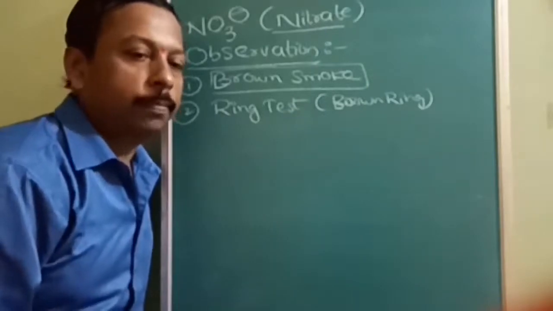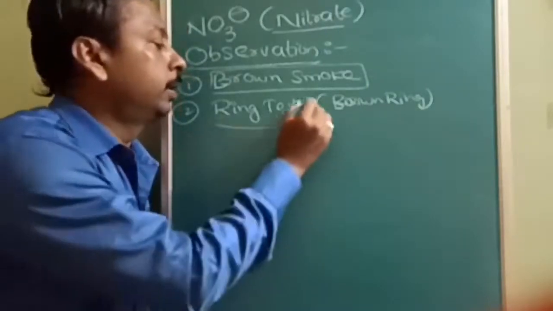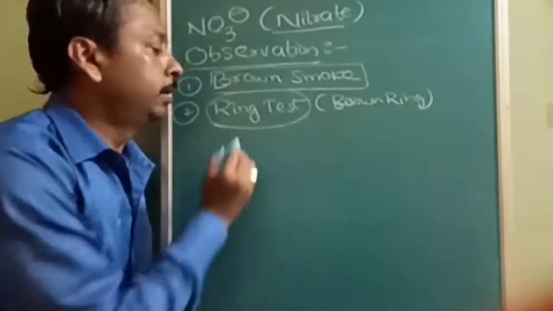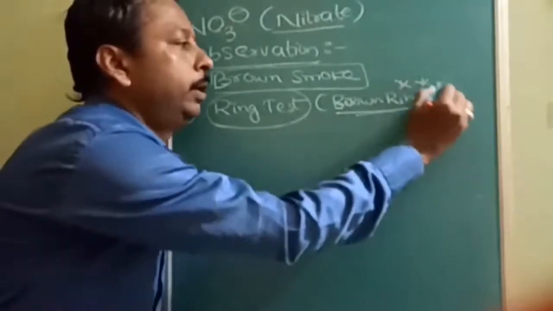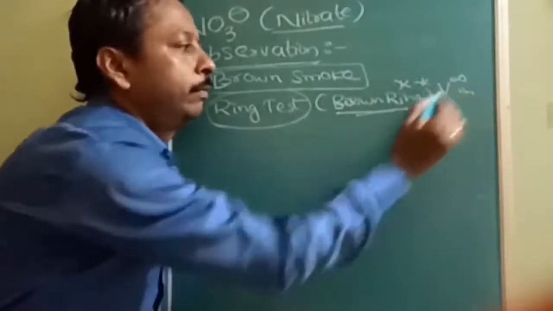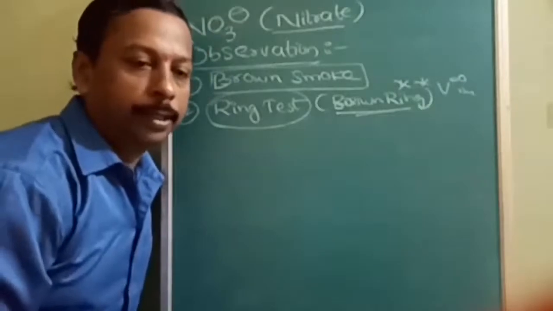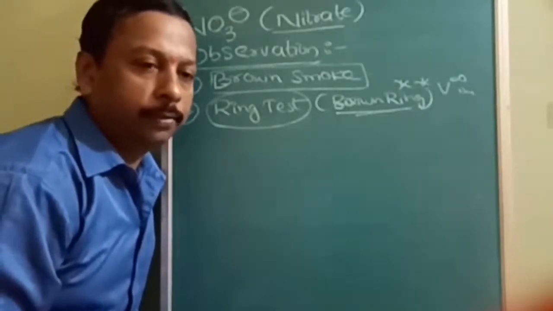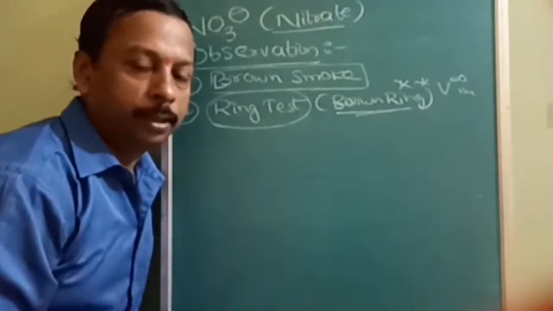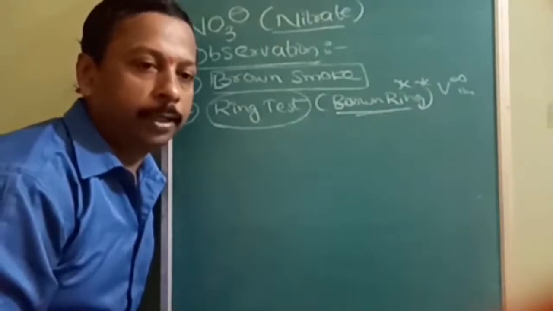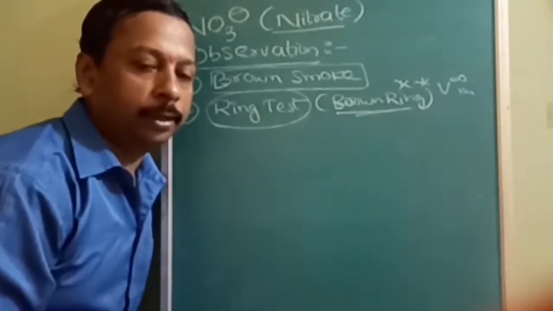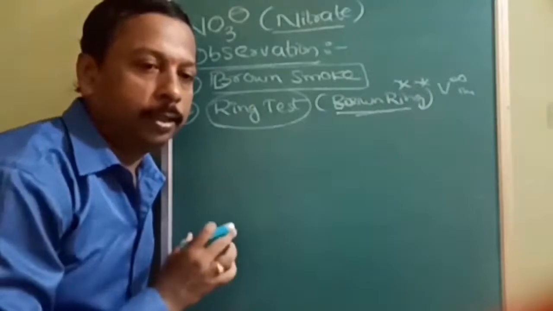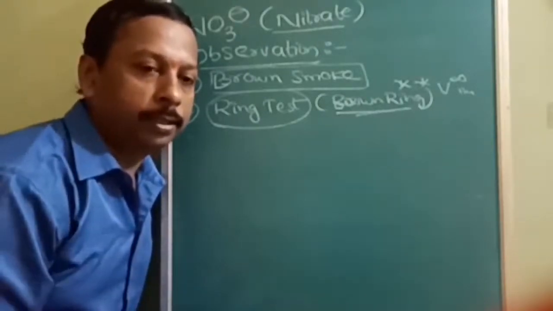Next, that brown smoke or the given salt can also be identified by the ring test, or brown ring test. Very, very important. Brown ring test. I think you have already studied this in coordination compounds, where you get oxidation number questions, the oxidation number of the metal and of the ligand. I will try to discuss that here also, because the brown ring test is very important.